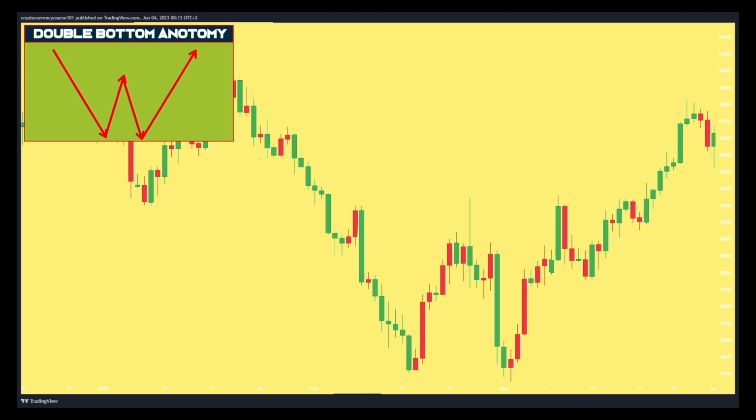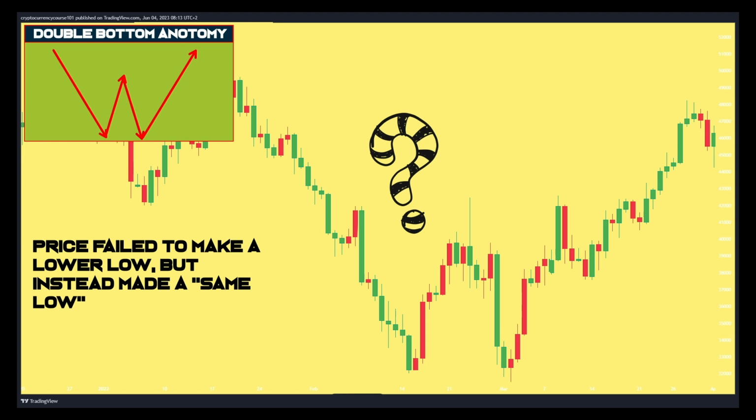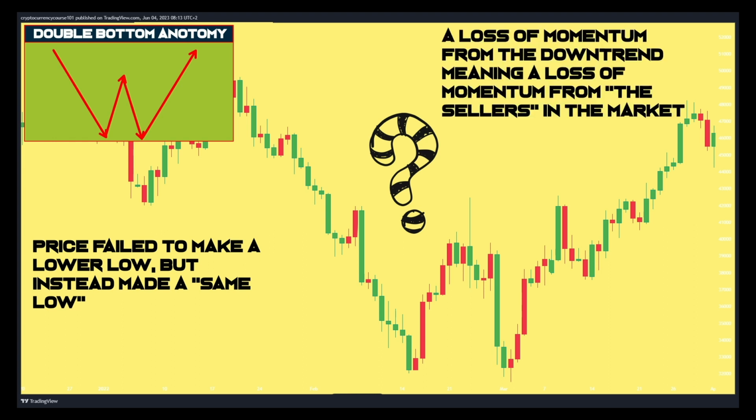Now, what does the double bottom tell you in terms of price action? Price failed to make a lower low, but instead made the same low, which shows a loss of momentum from the downtrend, meaning a loss of momentum from the sellers in the market.